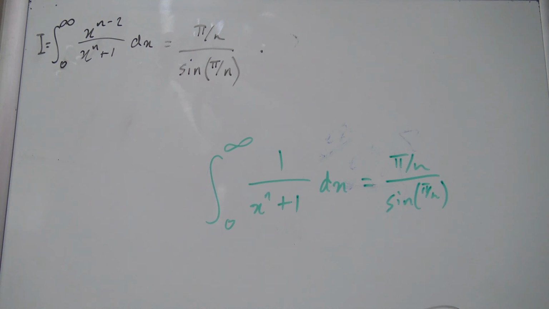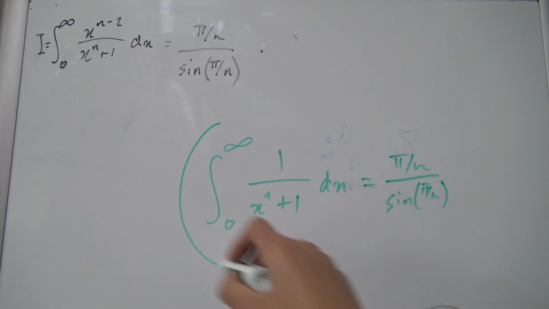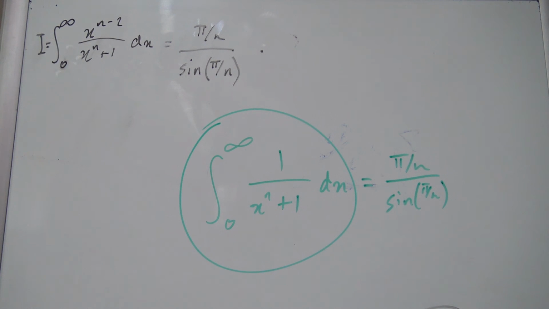So what we found out today is that this integral right here has the exact same value as this integral right here. That's a really interesting relationship between these two integrals. If you have x to the n minus 2 up here, it actually doesn't change the result of the integral, which is really quite interesting.